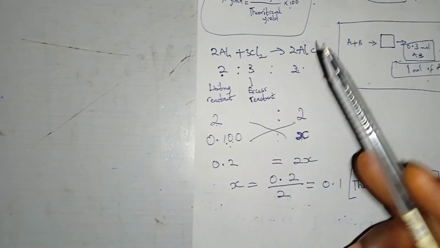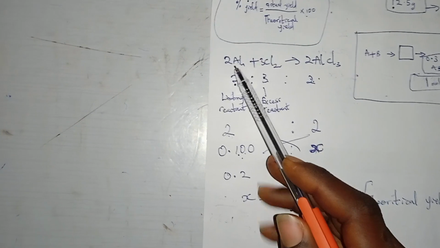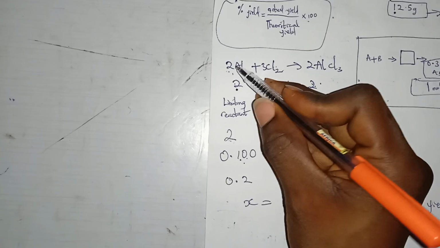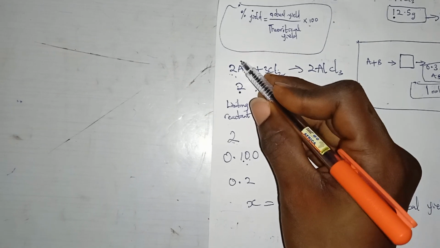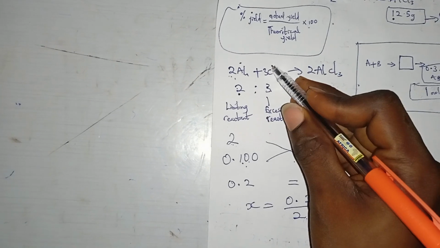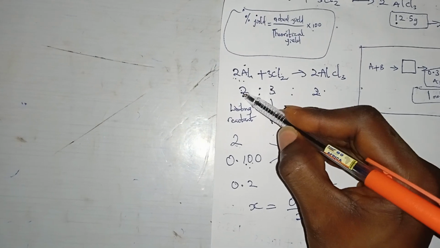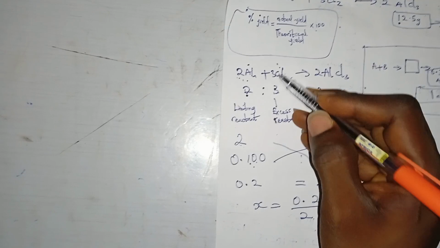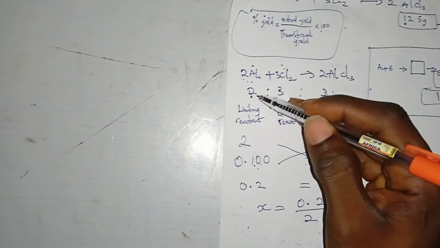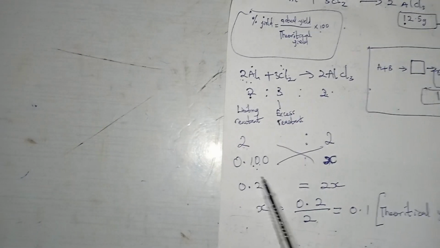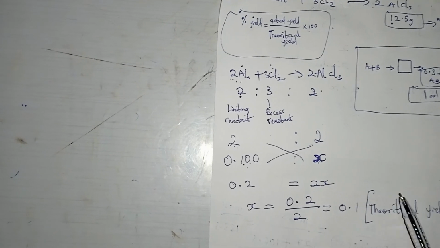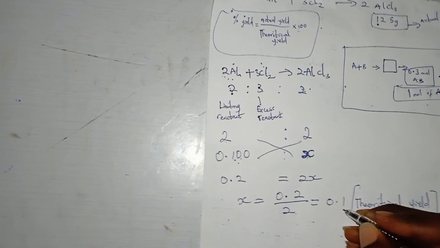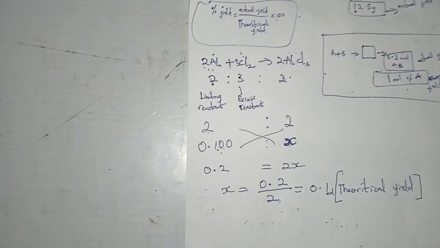In some cases, you will have to find it by dividing the moles given to you by the stoichiometric coefficient. Assuming they said this came with 0.2 moles and this one came with 0.3 moles, I would say 0.2 moles divided by its stoichiometric coefficient, which is 2, and 0.3 divided by 3. But since they already told me this is in excess, that means this is my limiting reactant, so I will compare it the way I normally find mole to mole. So this is my 0.1 mole, and that is my theoretical yield.